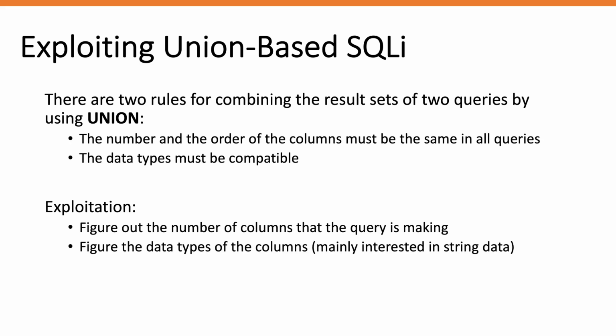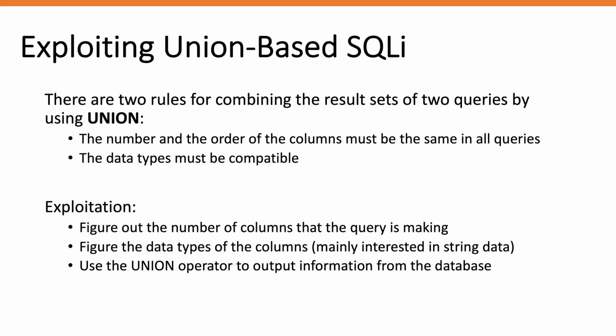Next, you figure out the data types of the columns. We're mainly interested in string data because we want to extract things like usernames and passwords and so on, and that's usually saved in string format. So we need to find a data type that outputs string data, and this way we could output the data that we want to extract.